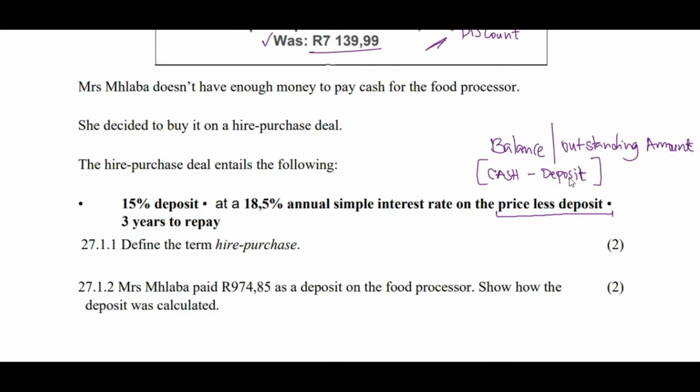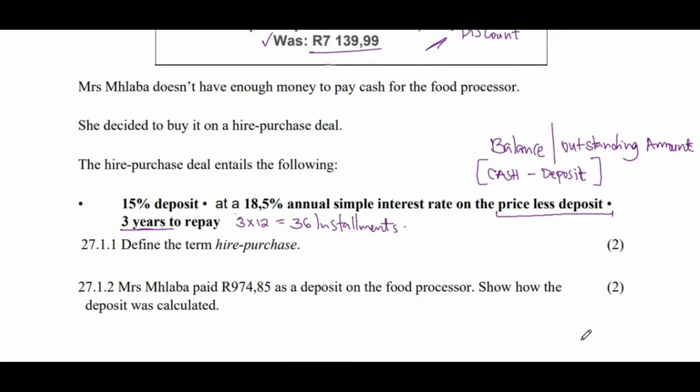So 3 years, this is when the money should have been paid. Now, when you look at 3 years, she's going to pay monthly. So in other words, how many installments are there? It will be 3 times 12, and the installments are 36 installments. These are the things you need to analyze before you answer the question. 36 installments.